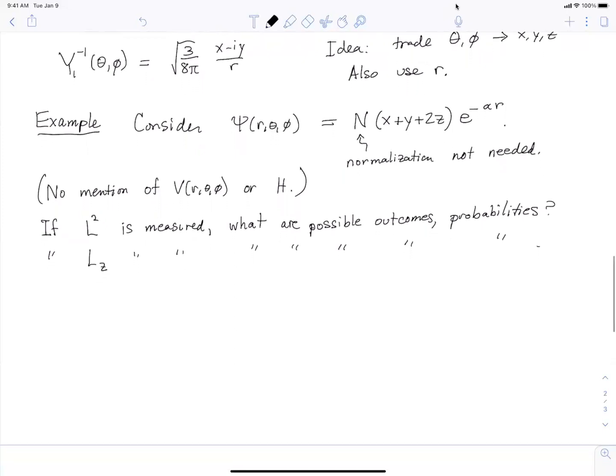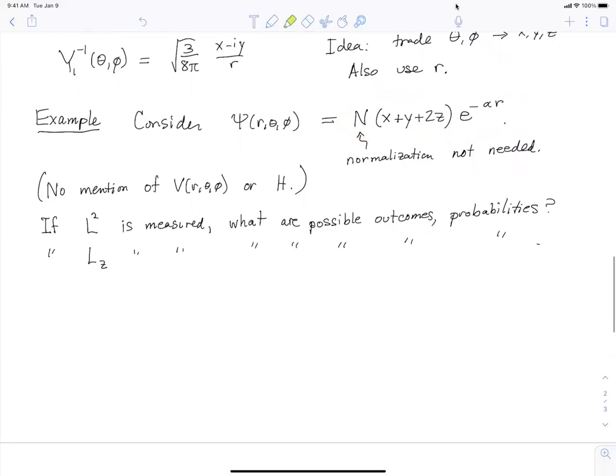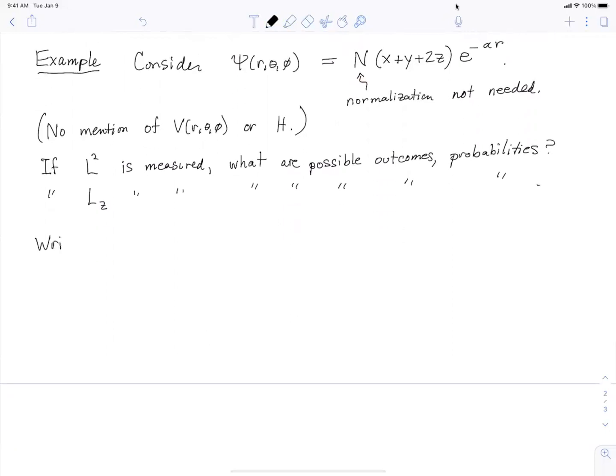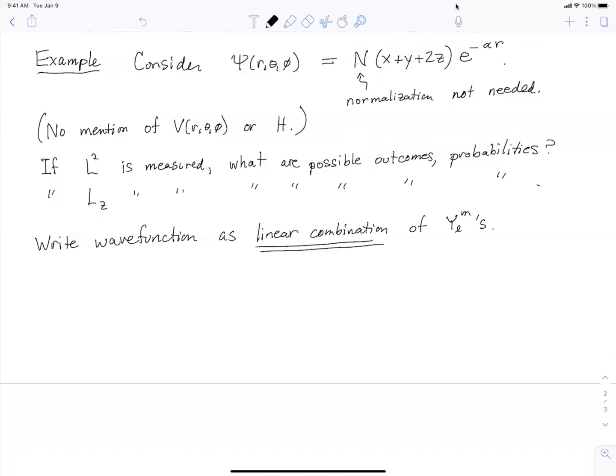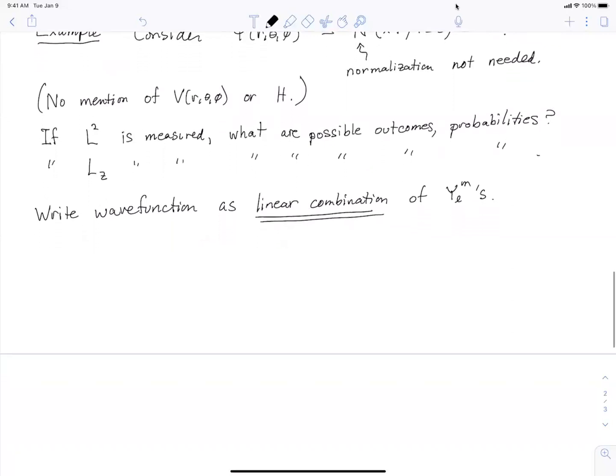And the strategy is to take our wave function and write it in terms of spherical harmonics. So write the wave function as a linear combination of Y_LMs. And it's very important here that we're talking about linear combinations. We don't want products of Y_LMs, because we want to write things in a basis, which means a linear combination. So not products. I'll explain in a few minutes how that could get you into trouble. But let's just do this example first.